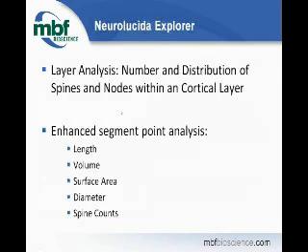Neurolucida Explorer has had a few additions. For those of you who have used open delineations to get information on layer analysis, the number and distribution of spines and nodes were added to the results. We've also just added an enhanced segment point analysis, which gives measurement information on each traced point: length, volume, surface area, diameter, and spine counts across each point of your traced neuron.